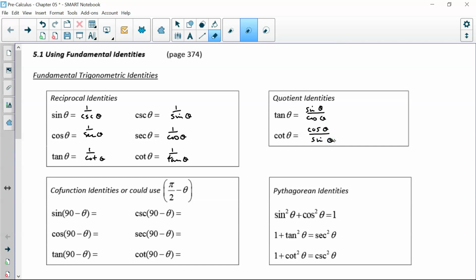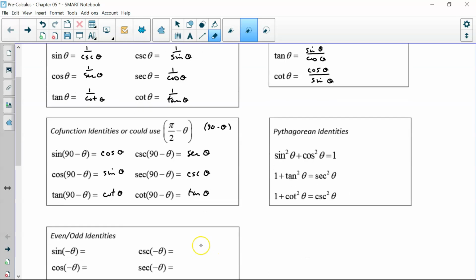Don't forget, we also have cofunctions. You can use pi over 2 minus theta in place of 90 minus theta. One is in radians, the other one's in degrees, but they're cofunctions. So sine of 90 minus theta, the cofunction, is cosine of theta. Cosine of 90 minus theta, its cofunction, is sine theta. Tangent's cofunction is cotangent of theta. Cosecant's cofunction is secant theta. Secant's cofunction is cosecant theta, and cotangent's cofunction is tangent theta. We have our Pythagorean identities.